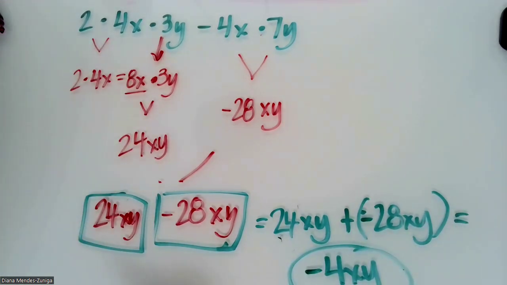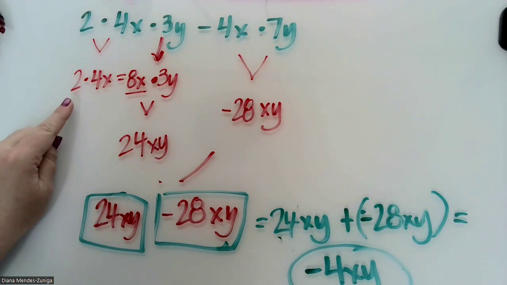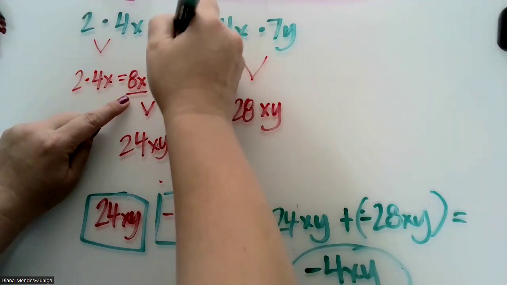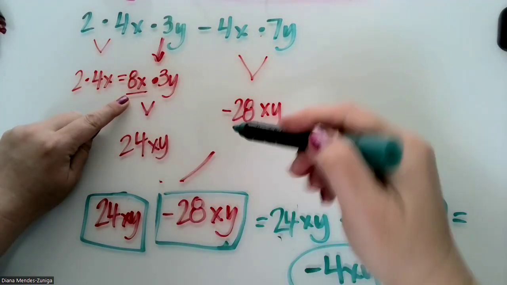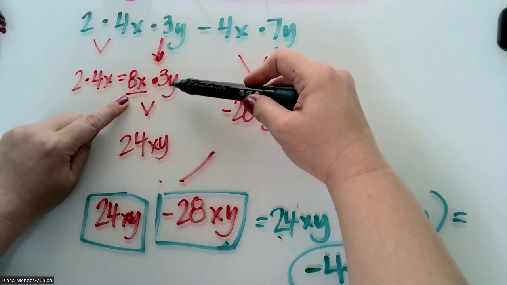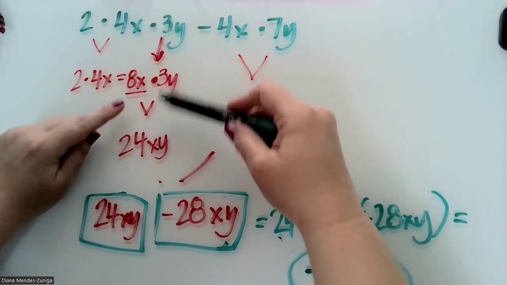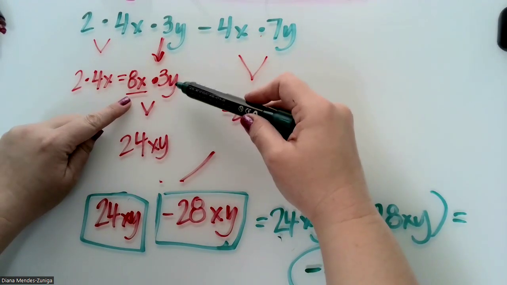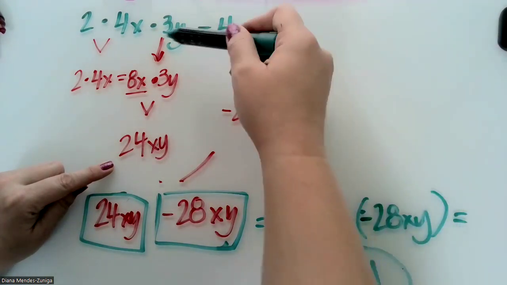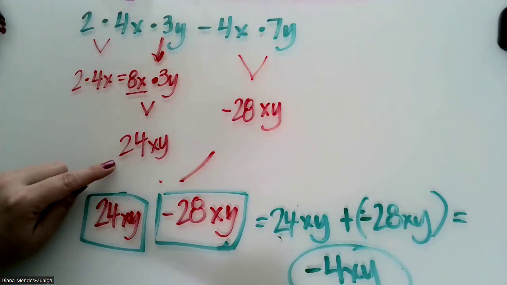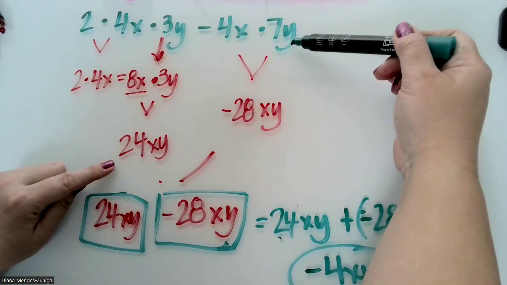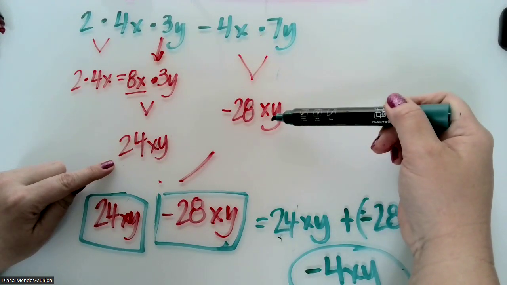Sorry, I hope I didn't confuse you on this section right here. Let me go over it again just in case I did. 2 times the 4x is going to give us the 8x. Now we're going to introduce this 3y into here because that's our next multiplication problem from left to right. When we multiply 8x times a 3y, we get 24xy. Then we did this section because, again, we're still going left to right with this multiplication. We have negative 4x times a 7y, and that gives us our negative 28xy.